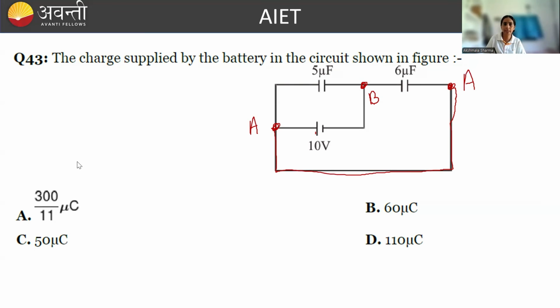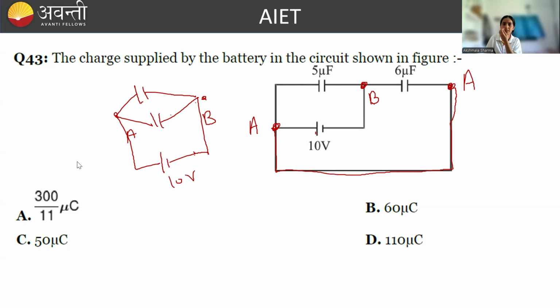So there are 2 points A and B. Let's write A and B here. Between A and B, there are two capacitors, and also between A and B, there is a battery. So between A and B, add a battery of 10 volts. So it is like this. This question is easier, right?